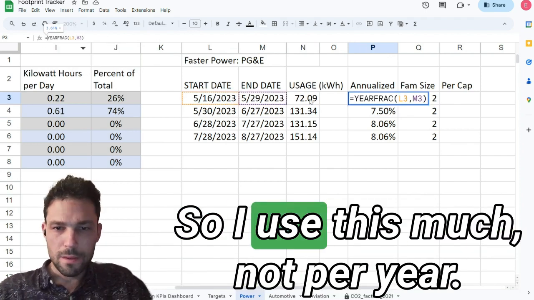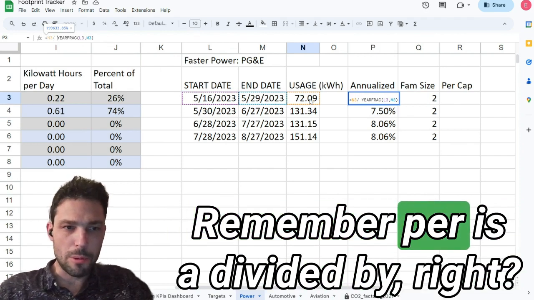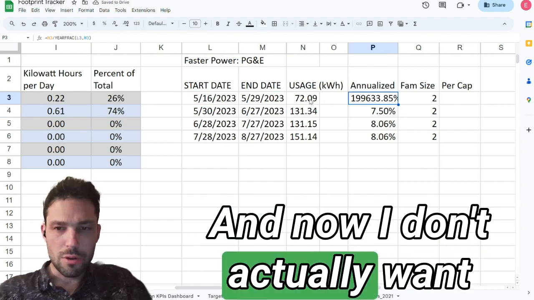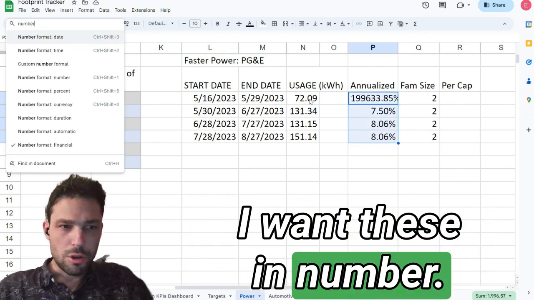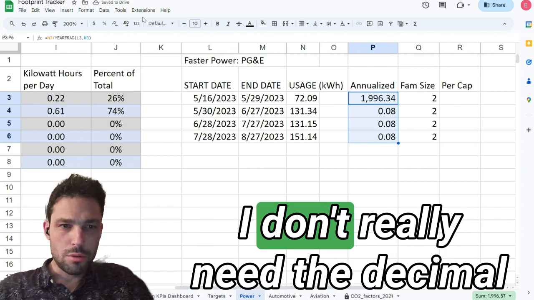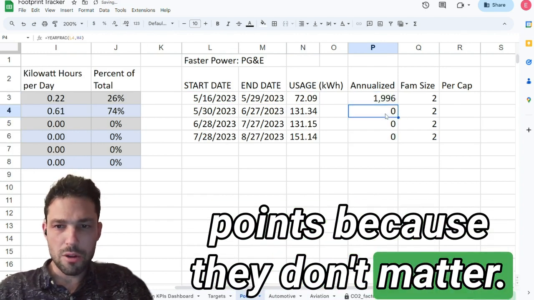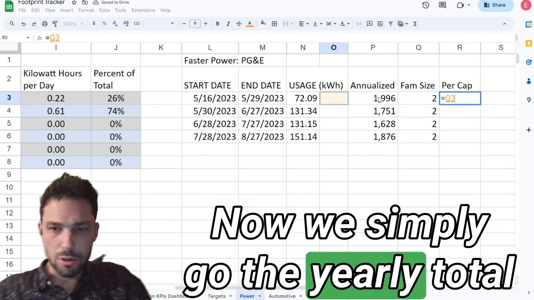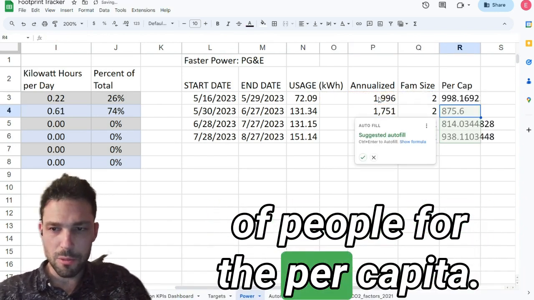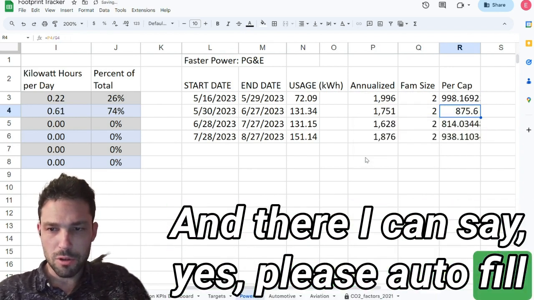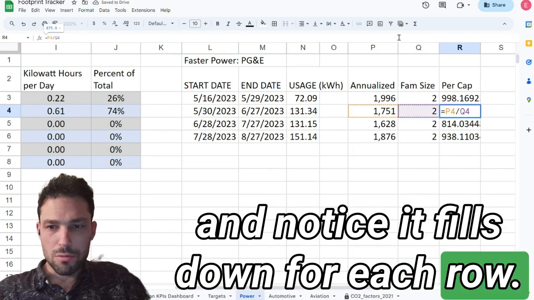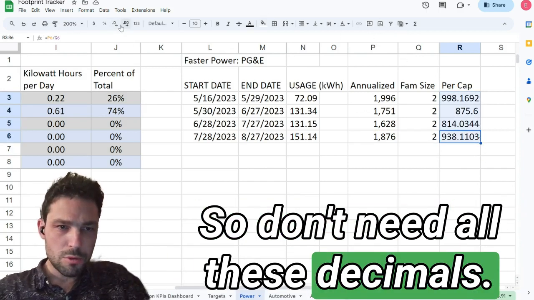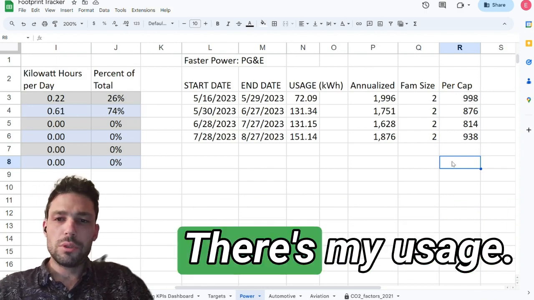So I used this much, not per year. Remember, per is a divided by, right? This much per 3% of a year. Now I don't actually need the percent of these, whole number, delete decimal number. Okay, fill it down. There we go. Always yearly total usage divided by the number for the per capita. And there I can say yes, please autofill. Just fill for each row. Okay, so done. There's my usage.